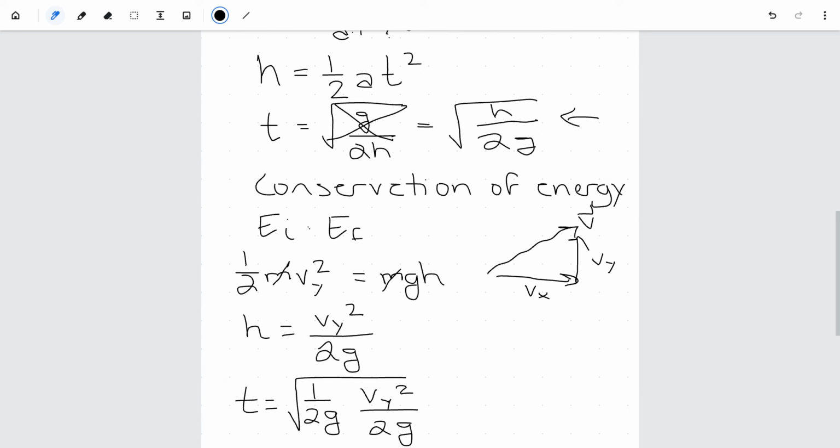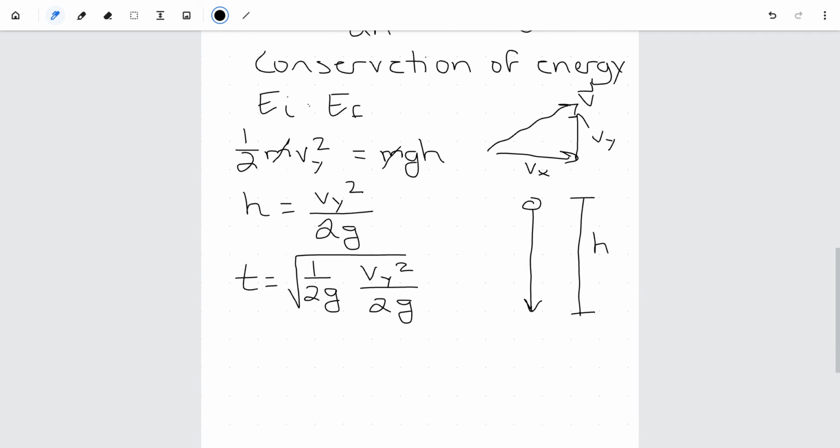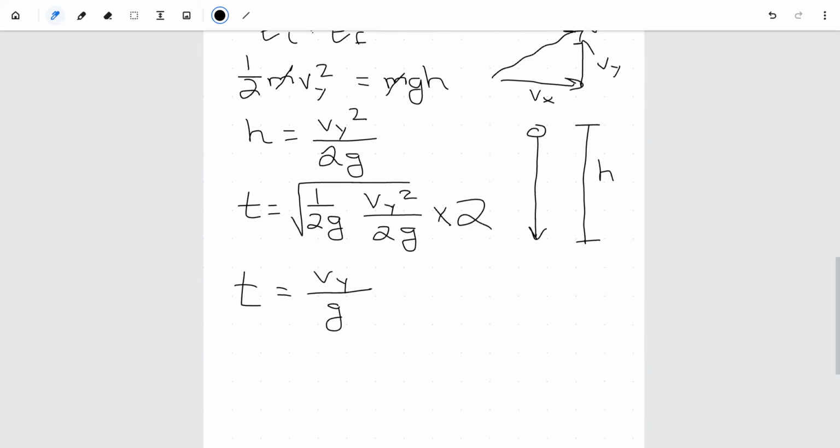And remember that we need to multiply this time by 2 because we're seeing how long it takes the ball to fall from height h. And so we also need to take into account the time it takes to go up to height h, which will be the exact same as the time it takes to fall because the acceleration from gravity is constant. Now, after doing some cancellation, we get that this is equal to vy over g. Nice. So now we have the amount of time.